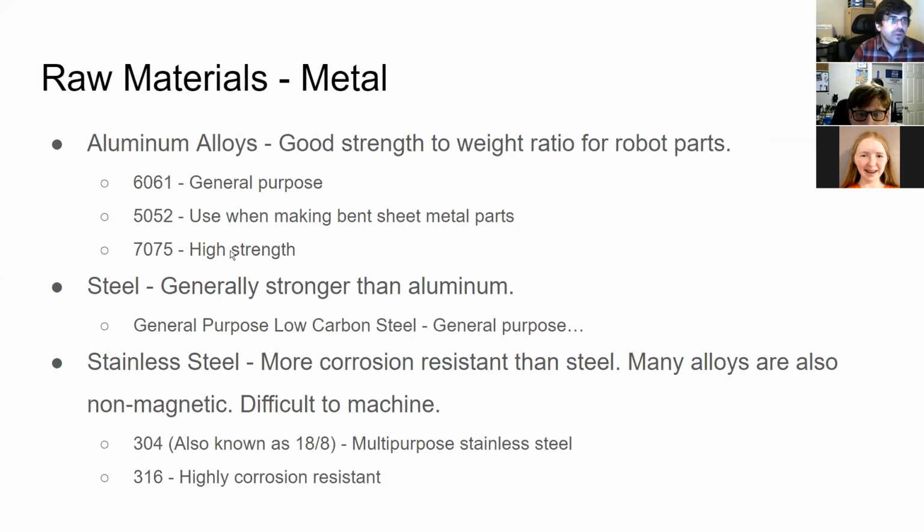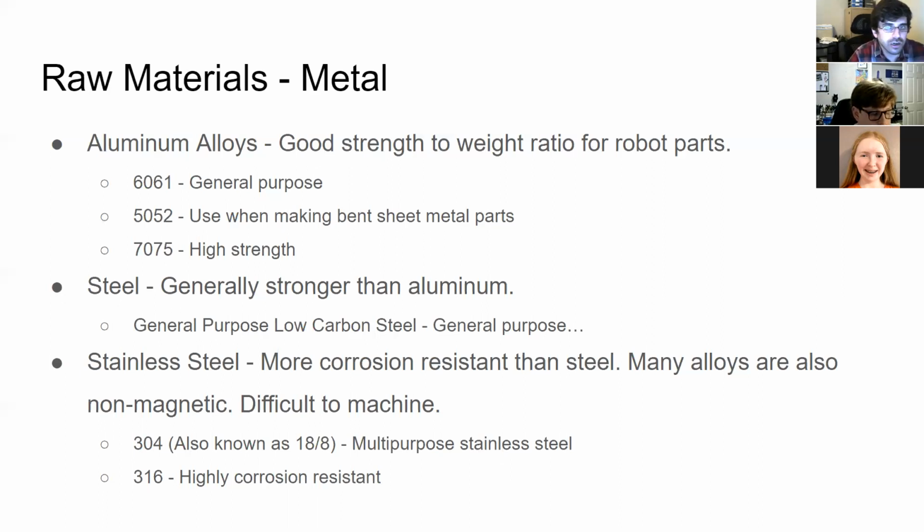7075, for what we use it for, is considered an aerospace grade alloy. It's more expensive and it's higher strength. For FRC applications, most of the hex shaft and Thunder Hex shaft that we use is made out of 7075. So aluminum is great because it has a pretty good strength to weight ratio for the sorts of conditions we put it in on the field.